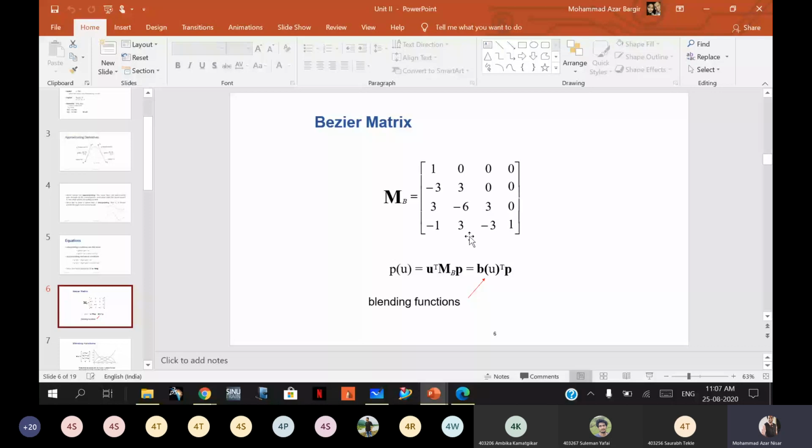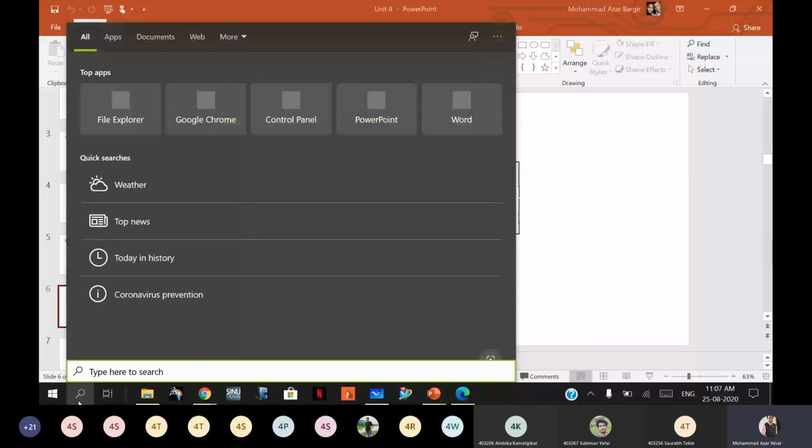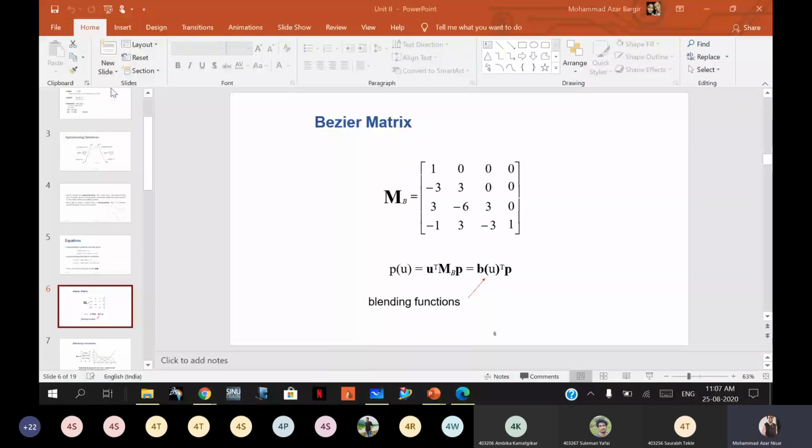Basically it is nothing but the blending function into the original position of the curve, the initial point and the end point of the curve. And this is the blending function. So let's begin with the derivation of the Bezier curve. We'll use a fresh page.